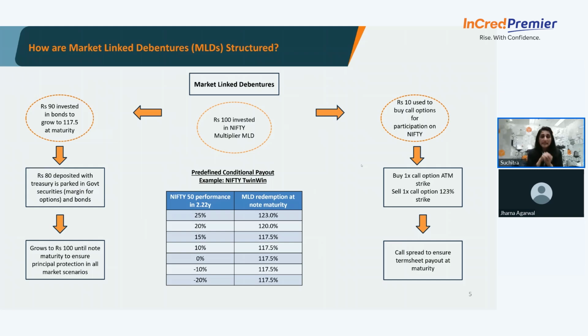I will take the remaining 10 and I will invest it in the equity markets based on the payout that I have to give you. So if I have to invest it, I will have to do it in equity options. If the payout is such that I give you participation on the Nifty up to a certain cap, as a trader, I am going to take that 10 rupees and buy and sell call options in the market such that the payout of that structure is equal to the payout that I have promised you in the MLD structure, the payout that is term sheeted in the MLD structure.